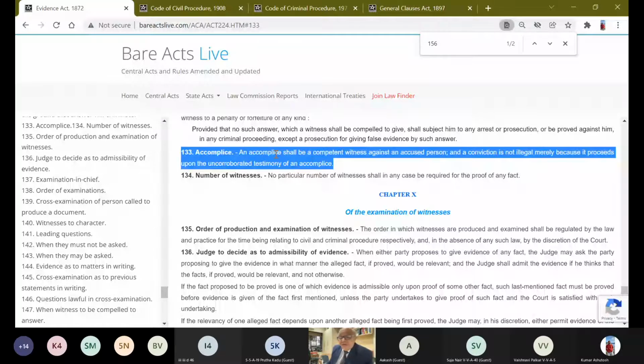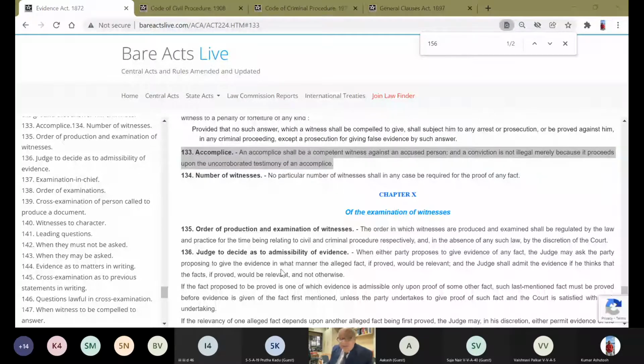The Evidence Act is taking a complete somersault here. 114B says that the evidence of an accomplice is not very good unless it is corroborated. 133 says that without corroboration also the court can convict if the evidence of the accomplice is very good. So that means a discretion is given to the court.